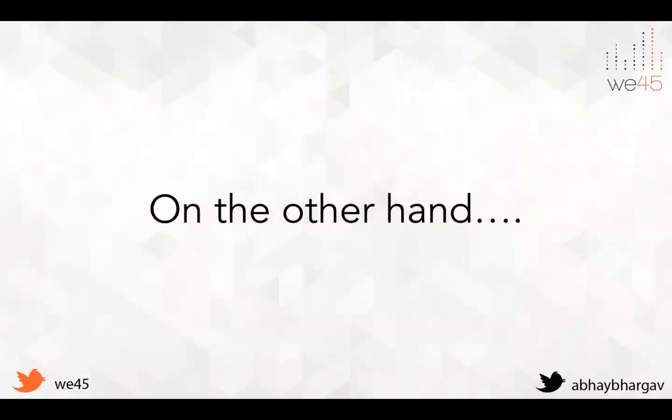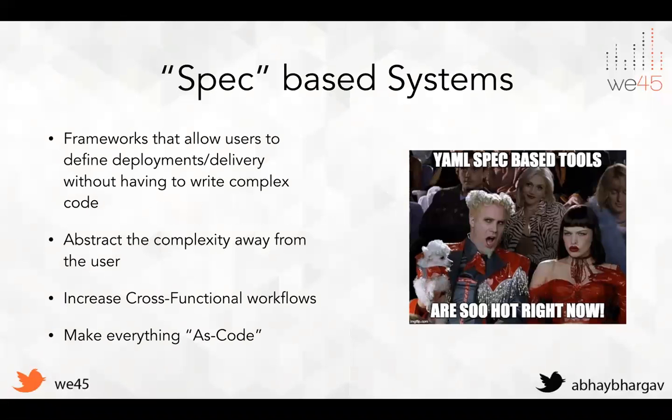On the other hand, we have seen some amazing innovations in the land of DevOps and continuous application delivery and even application security, right? We've seen some amazing innovations around this space. Largely, we have seen the rise of spec-based systems. I call them spec-based systems. You could call them orchestration systems. You could call them whatever you want. But these are the frameworks that require you to just define deployment specifications or delivery specifications or different application parameters as a specification without having to write complex orchestration code.